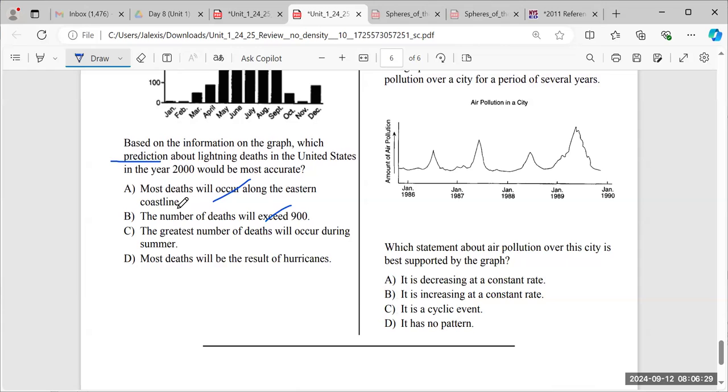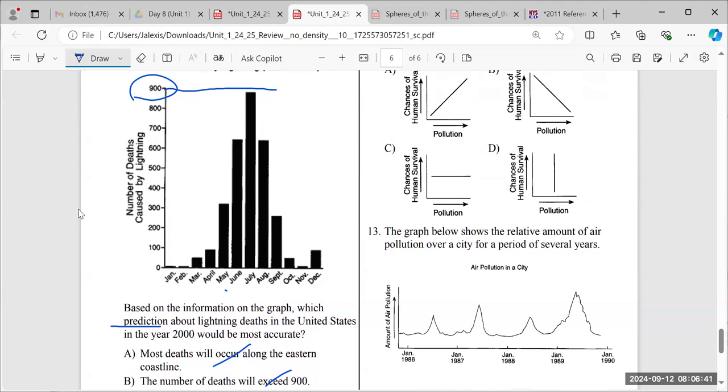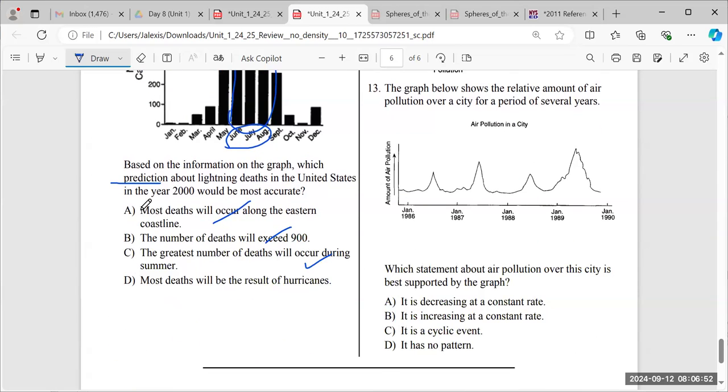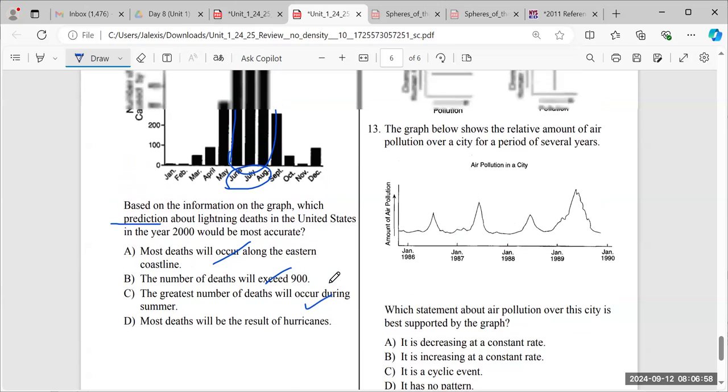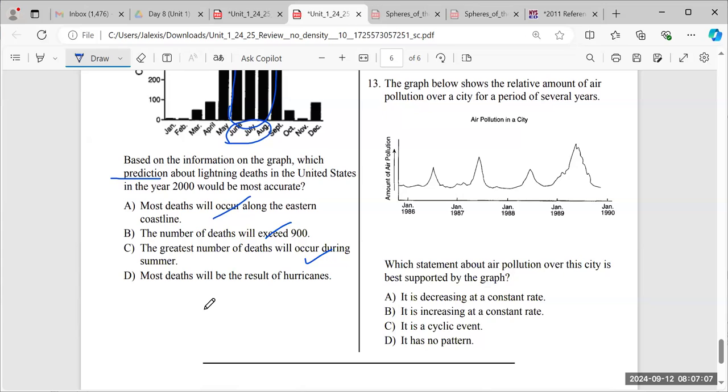All right. And then if we look at C, the greatest number of deaths will occur during the summer. Let me check if that's true. My summer months are June, July, and August. And when I look, my bar graphs are the highest during these months. That looks like a true statement. So I'm going to put a check on that and let me see. D, most deaths will be the results of hurricanes. Once again, this graph is talking about lightning. It says nothing about hurricanes, so we can't even use this information. So the correct answer is going to be C.